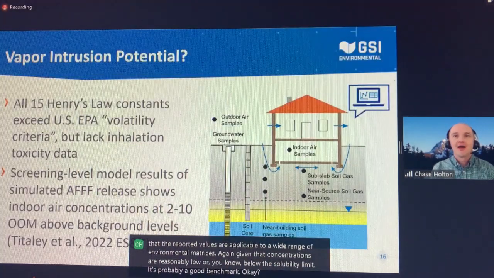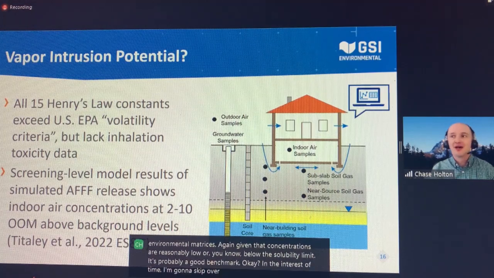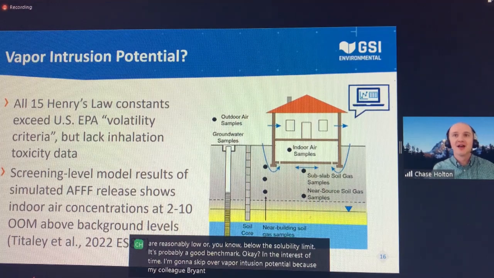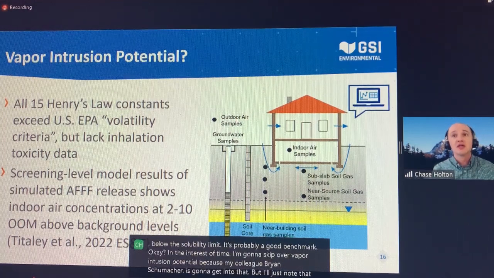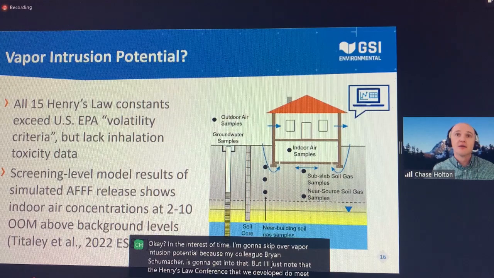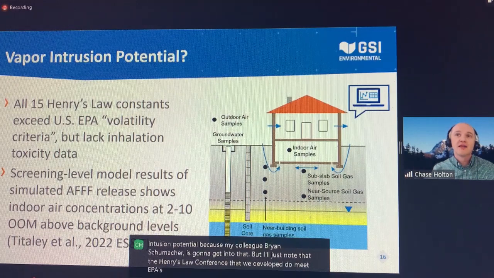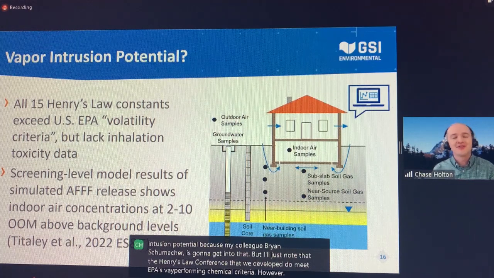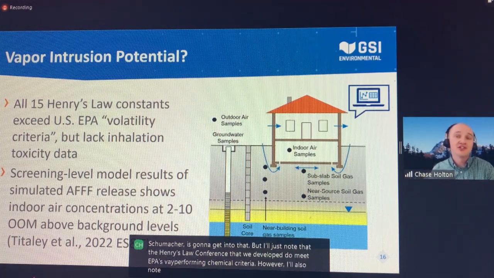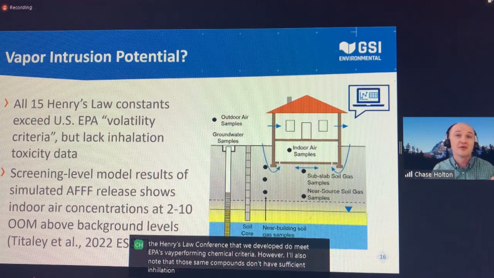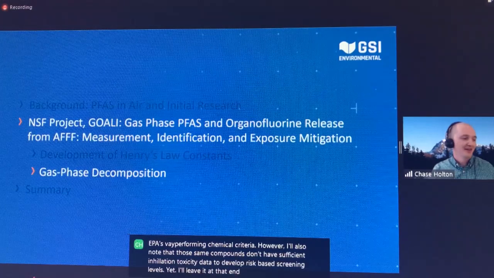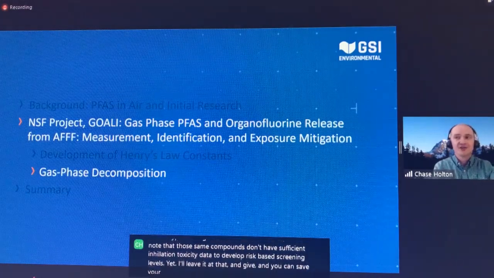Okay, in the interest of time, I'm going to skip over vapor intrusion potential because my colleague Brian Schumacher is going to get into that, but I'll just note that the Henry's law constants that we developed do meet EPA's vapor-forming chemical criteria. However, I'll also note that those same compounds don't have sufficient inhalation toxicity data to develop risk-based screening levels yet. So I'll leave it at that, and you can save your hard questions for Brian.